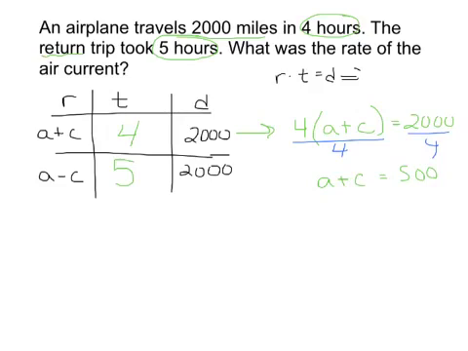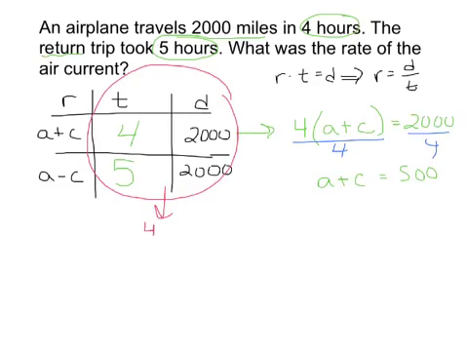Well, if I think about this, instead of doing rate times time equals distance, my rate is going to be my distance divided by my time. So a lot of times, instead of working with the 4 times something, or the time times something, it's easier if you do distance divided by time for these. Using that same idea, for the second equation, 2,000 divided by 5 would equal 400. So what that means is A minus C is going to equal 400.